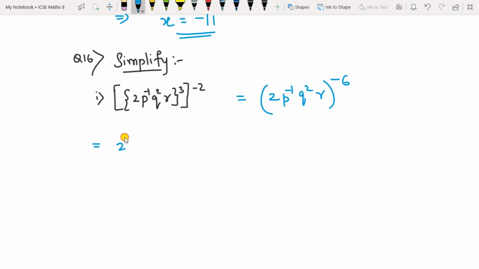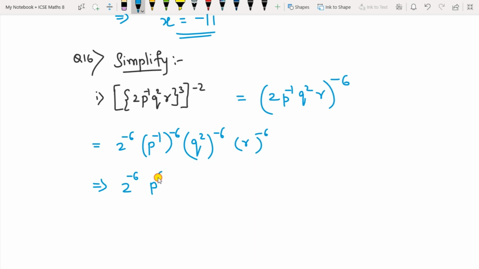So it will become 2 raised to minus 6, p raised to minus 1 raised to minus 6, then q square raised to minus 6, then r raised to minus 6. So it becomes 2 raised to minus 6, p raised to plus 6, q raised to minus 12 and r raised to minus 6.